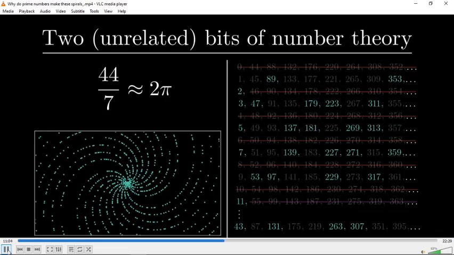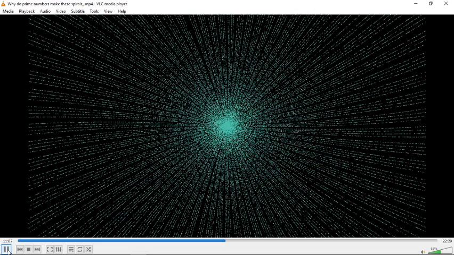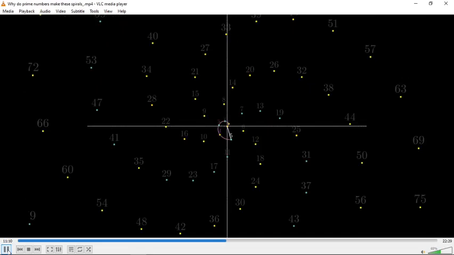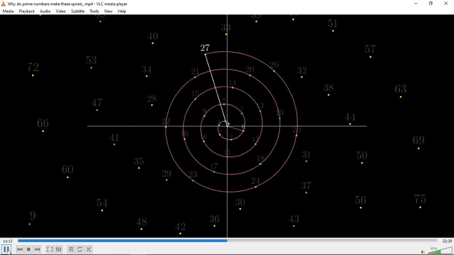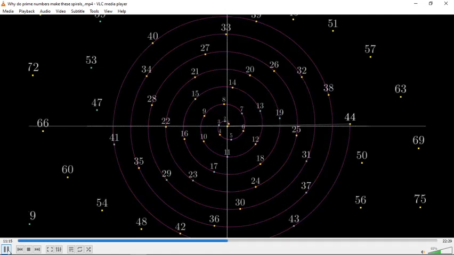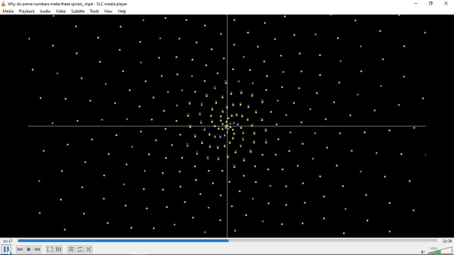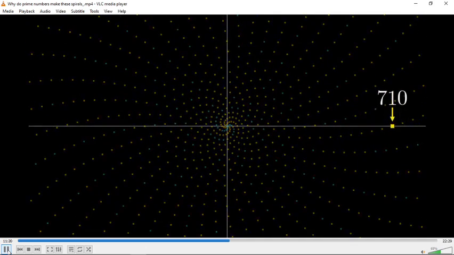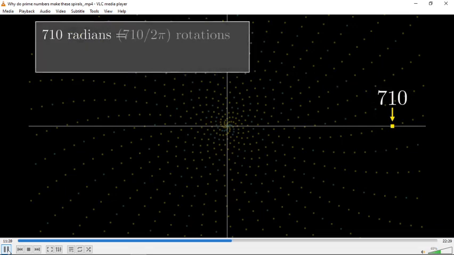And at this point, maybe you can predict what's going on at the larger scale. Just as 6 radians is vaguely close to a full turn, and 44 radians is quite close to 7 full turns, it just so happens that 710 radians is extremely close to a whole number of full turns. Visually, you can see this by the fact that the point ends up almost exactly on the x-axis, but it's more compelling analytically. 710 radians is 710 divided by 2 pi rotations, which works out to be 113.00000095.